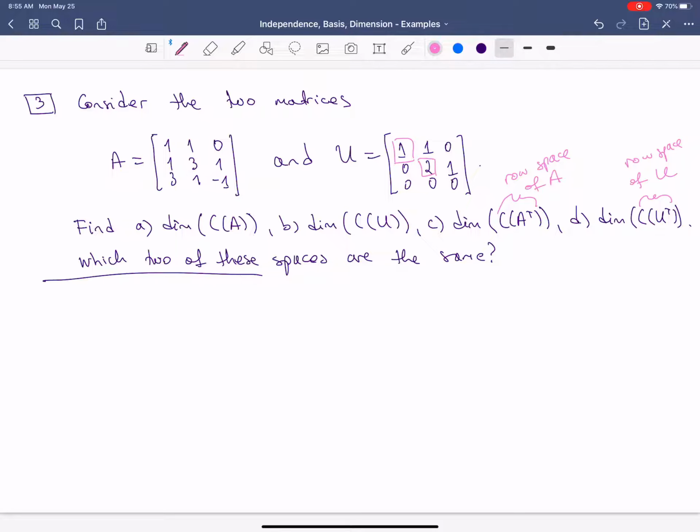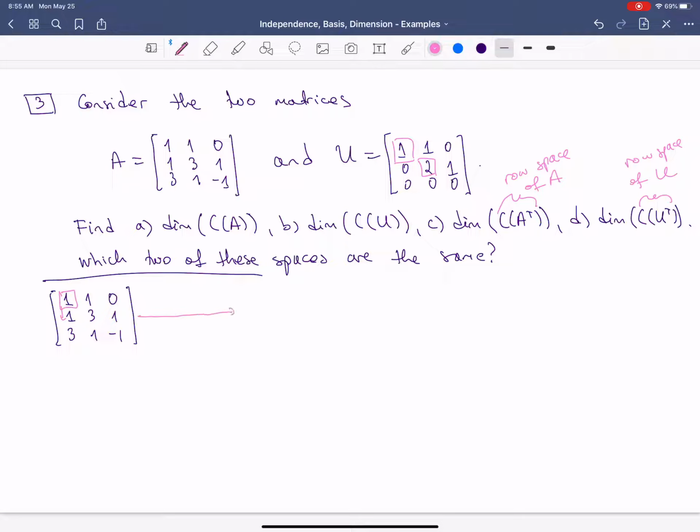So what can we say about A? Well, I can do it by observation, but we could also just carry out elimination on A. So I'm going to choose the second way. I'll carry out elimination on A. Here's my A: 1, 1, 3, 1, 3, 1, 0, 1, negative 1. And I'll start eliminating.